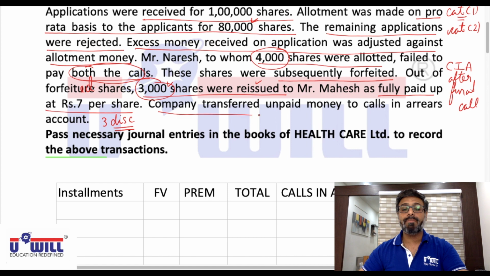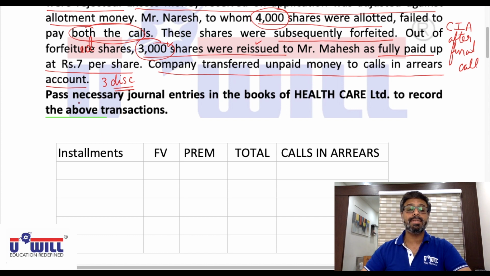Company transferred unpaid money to calls in arrears account. In every question where this sentence is given, we have to transfer to calls in arrears. Pass necessary journal entries in the books of Healthcare Limited to record the above transactions. So let's take up the workings.